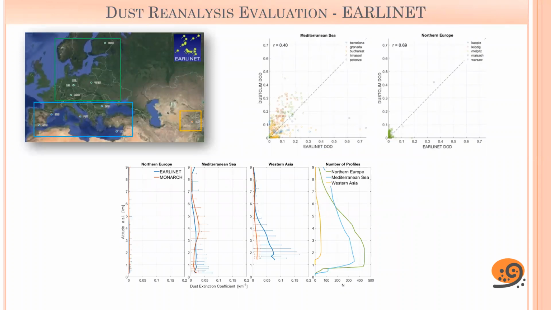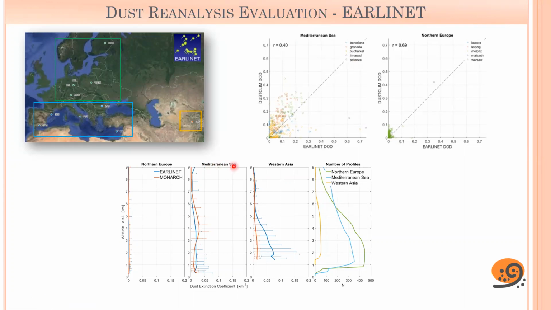The evaluation against EarlyNet was conducted on a regional scale, combining measurements from groups of stations in the Mediterranean Sea and in Northern Europe. The DOD scatter plots show a quite high correlation coefficient over Northern Europe, whereas Monarch overestimates the columnar integrated values over the Mediterranean Sea at most EarlyNet stations in this region.